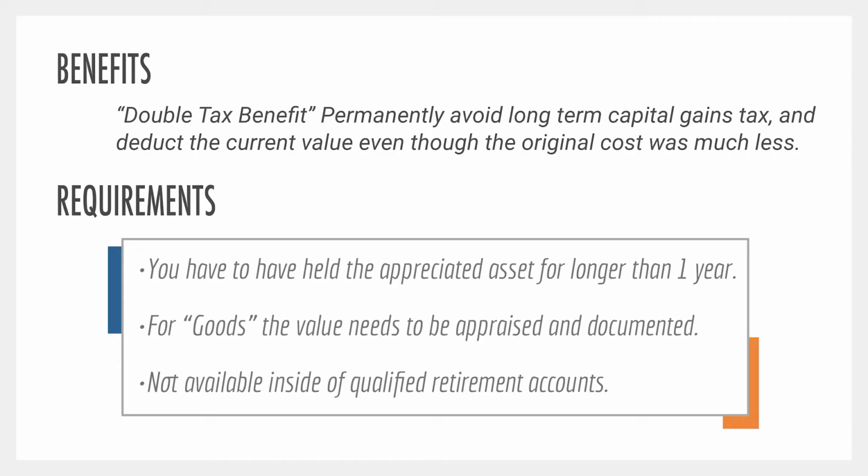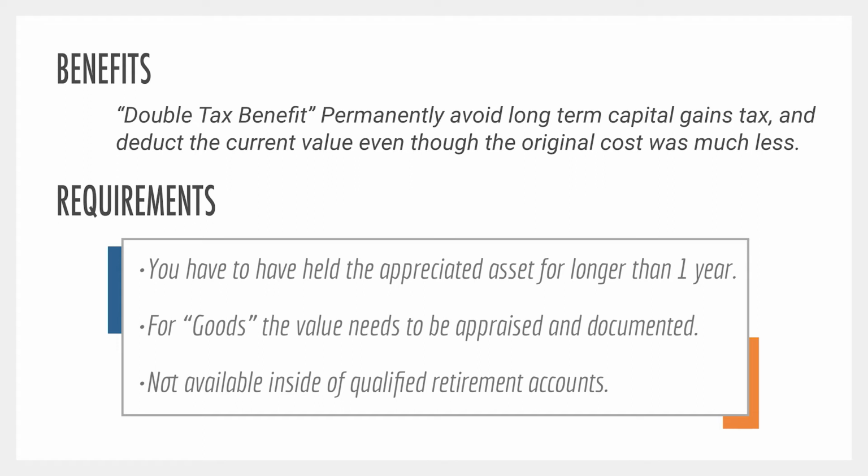Now that we've covered the two types of in-kind donations, let's dig into the benefits a little bit. As you can see from both the Apple farmer and the Apple investor, there's a double tax benefit going on here. You're permanently avoiding long-term capital gains tax, and then you're able to deduct the current value, even though the original cost of these items was much less.